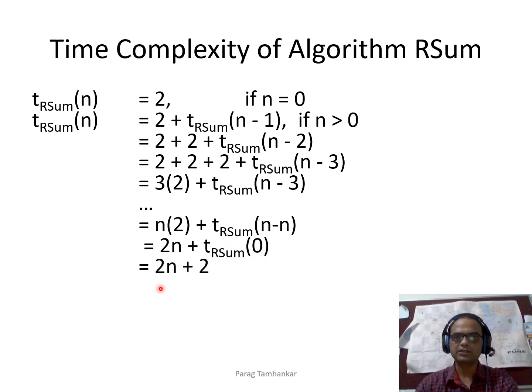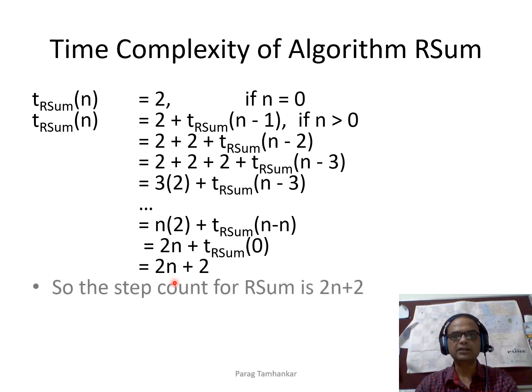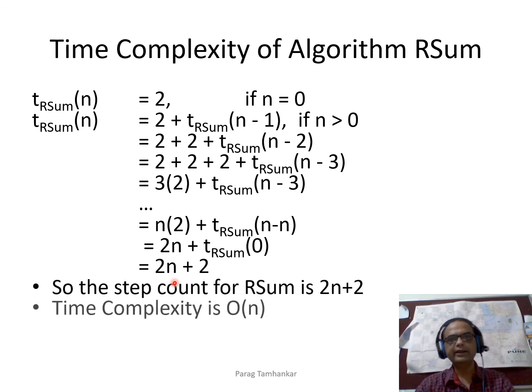So this is my total step count, 2n plus 2. Now you know you have to ignore constants and coefficients. So what you get is the time complexity as order of n. Okay, total step count is 2n plus 2, so the time complexity happens to be order of n.